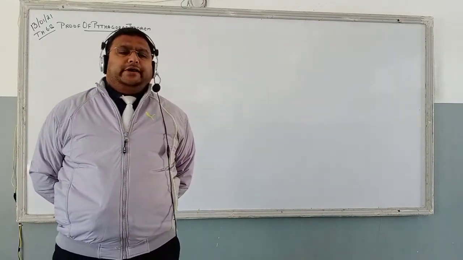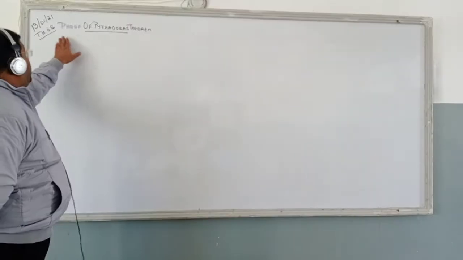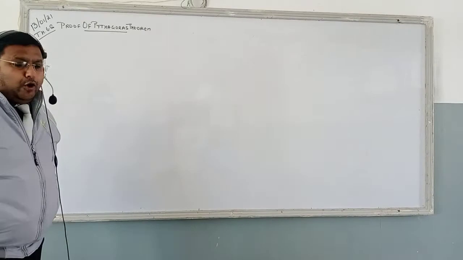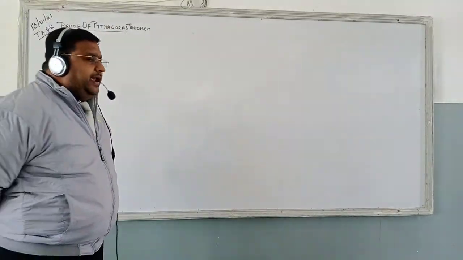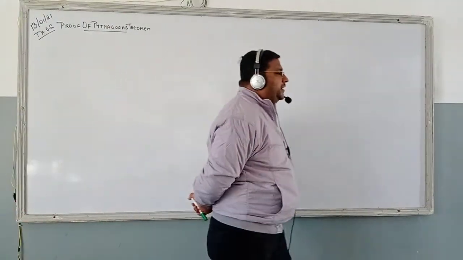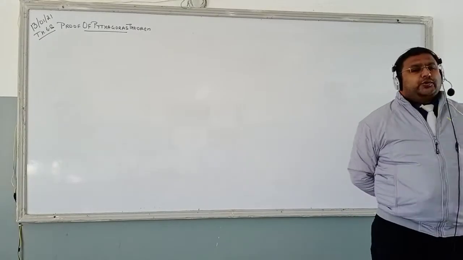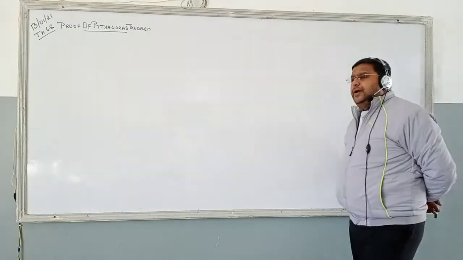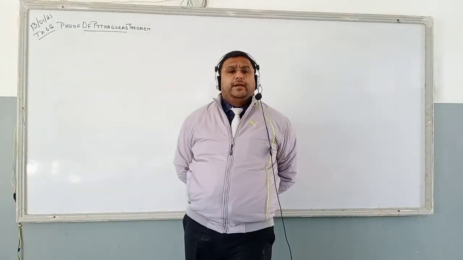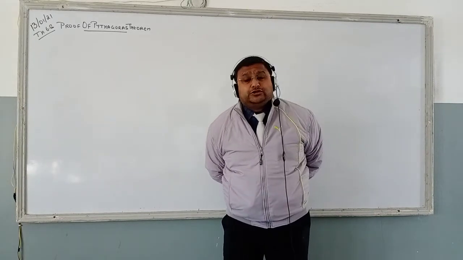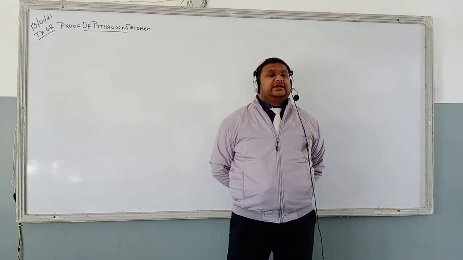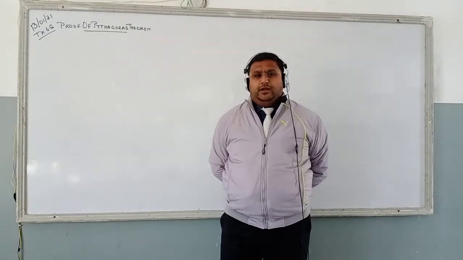Pythagoras theorem, we all know what it is. That is theorem number 6.8 of your textbook on page number 145. How do we read it? Hypotenuse square equals perpendicular square plus base square. But what is hypotenuse, what is perpendicular, what is base? Those things we shall be discussing when we talk about trigonometry, right?